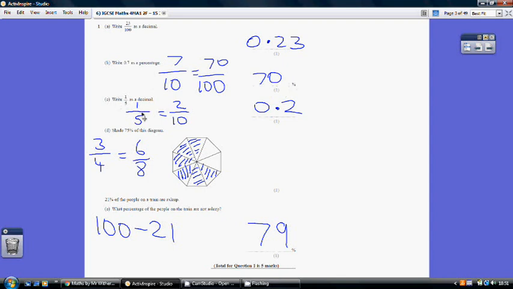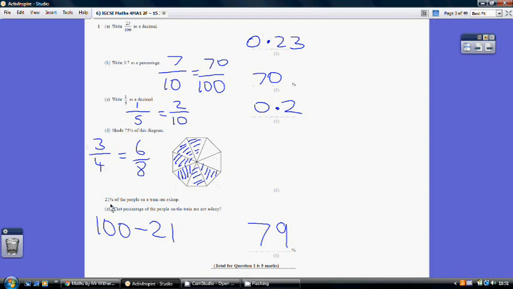Part C, 1/5 is 2/10. So as a decimal, that is 0.2. Part D, 75% is 3/4. So if you've got 8 triangles, that's 6 out of 8 triangles. So 6 have been shaded.